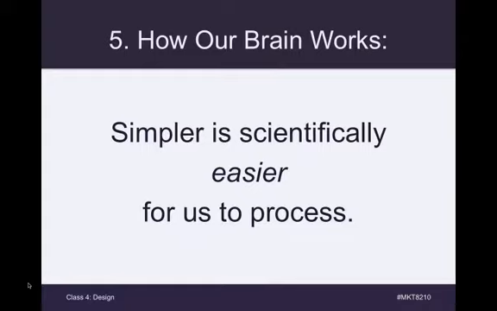Principle number 5. This is a fairly easy one to understand. And you probably already can think of why, but our brains are designed in such a way, in fact, our eyes are designed in such a way, that when we see complex information versus simple information, the simpler design information is scientifically easier for us to process. And I'm going to show you tangible examples of this.